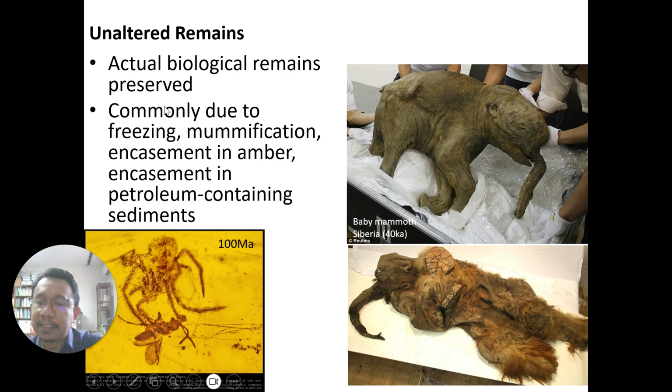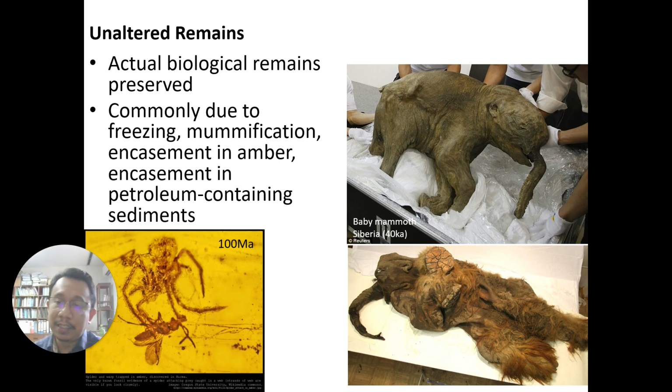You can also encase animals in amber, which is fossilized resin from a tree. So the animal got stuck in the resin. And in this case, you have a fossil spider being preserved in fine detail. You can even see the hairs on its legs here. And also a fossil insect here. And this is 100 million years old, during the time of the dinosaurs.